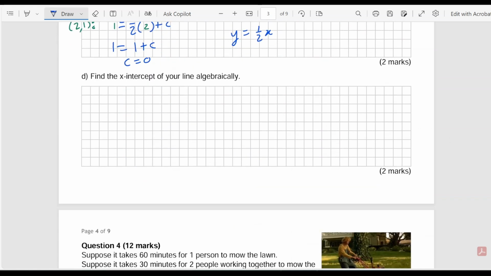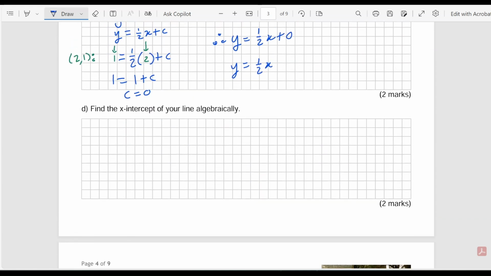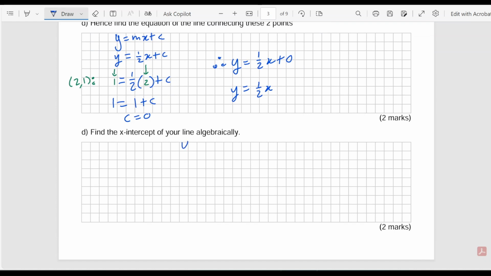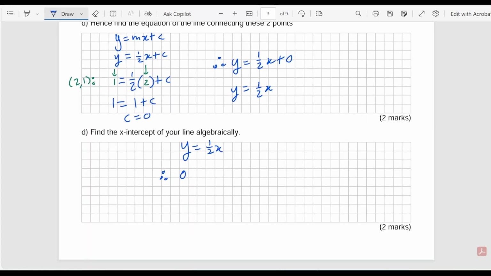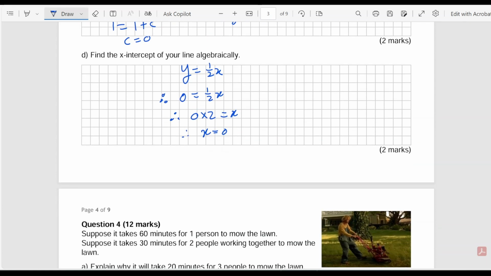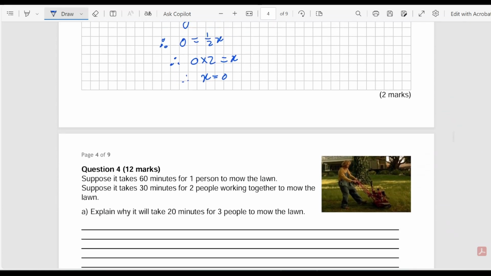All right, find the x-intercept of your line algebraically. So y is half x. Therefore, now to find this algebraically, for an x-intercept, we need to set y equal to 0. So 0 is half x. Therefore, if we times both sides by 2, you get x is 0 times 2, or in other words, x is 0. So the x-intercept happens to be 0 as well. Now, it won't always be the case, but sometimes it does.